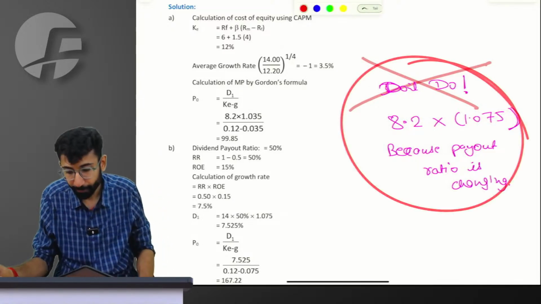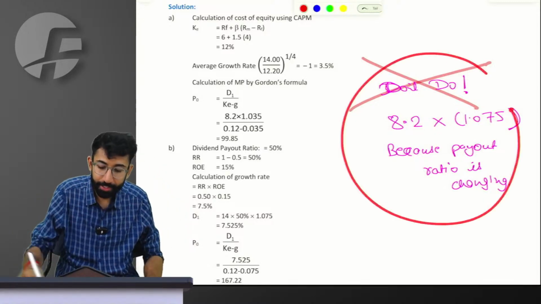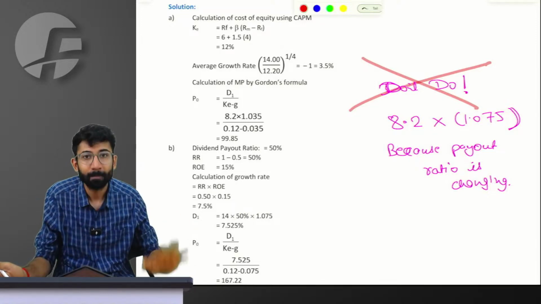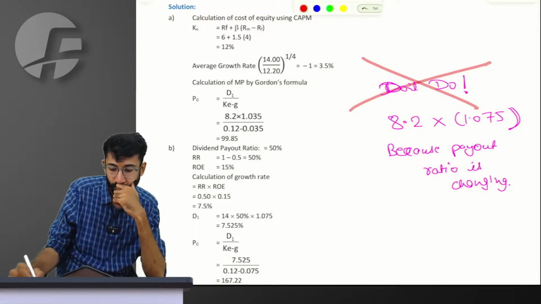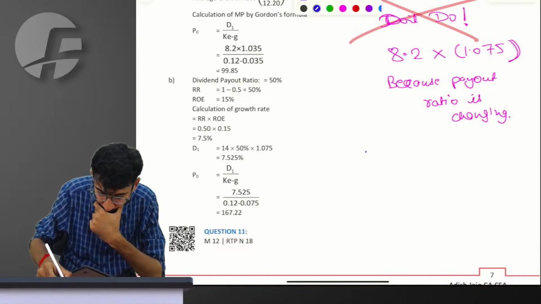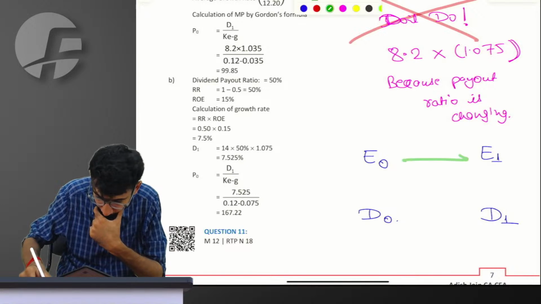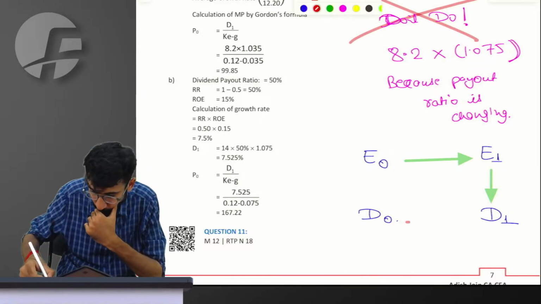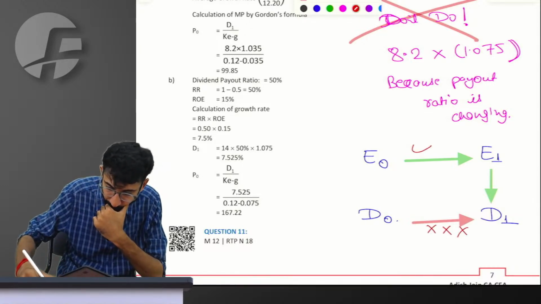Because the payout ratio is changing, this concept gets applied here. So what is the solution to this? The solution is that from E0 you go to E1, and from that you go to D1. Whenever there is a change in payout, you cannot follow this path. You can't do this. But yes, you can do this.